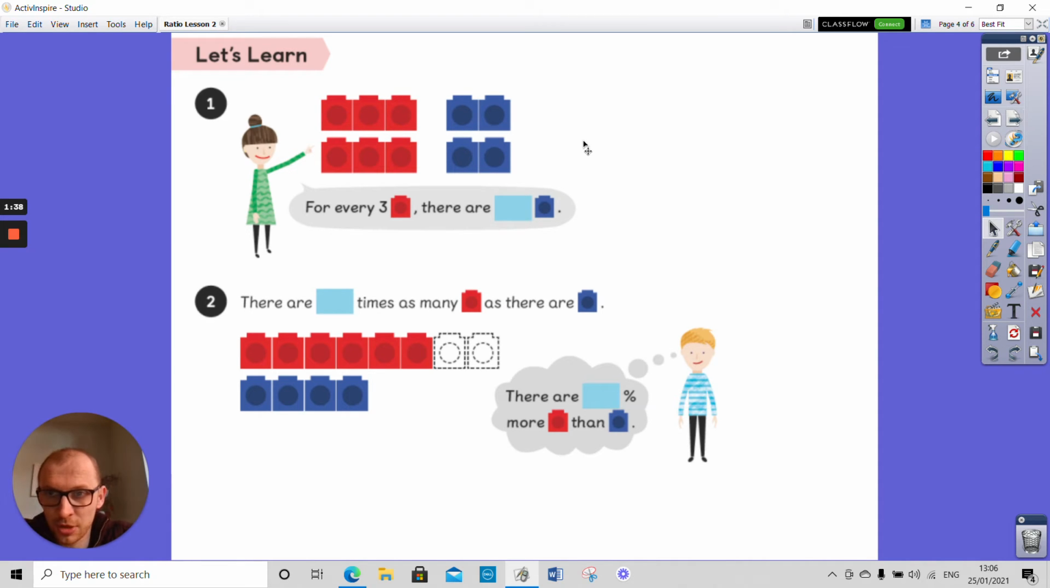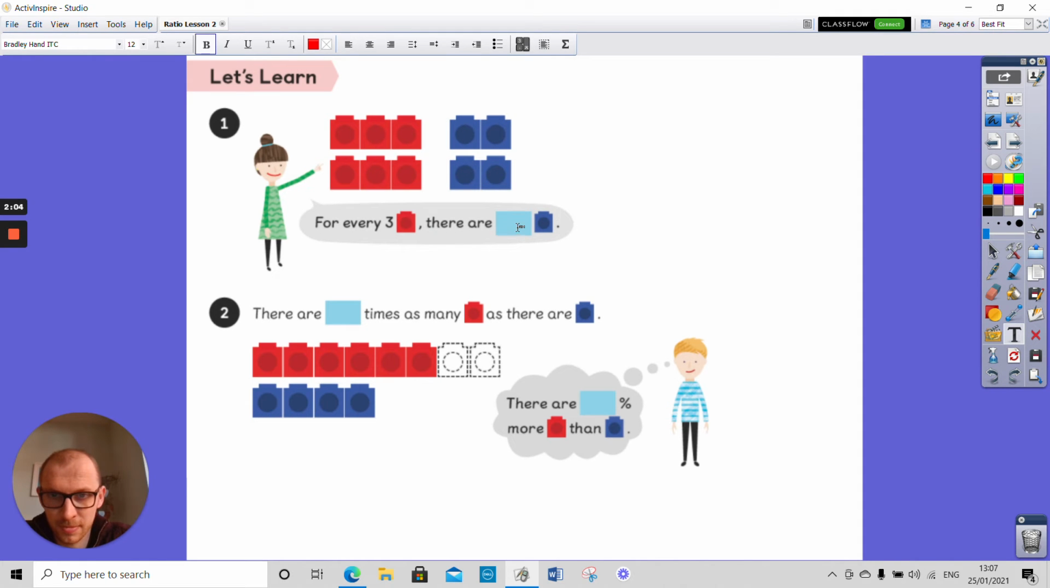Okay, so if you look at the let's learn, this girl has split them. So you've got your 6 here and your 4 here. So if you've got 4 for 6, it's also the same as having 3 and 2. Because look, 3, 2, 3, 2, 6, 4. So for every 3 red cubes, there are 2 blue. Okay? So what they've done there is said, well, 6 and 4 can both be halved, which would have 3 and 2.